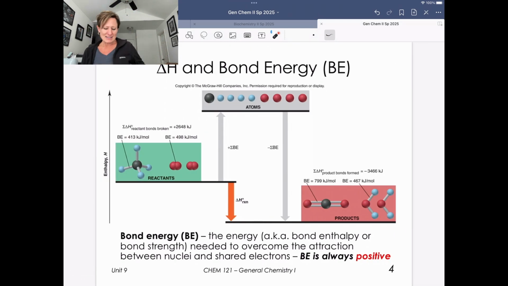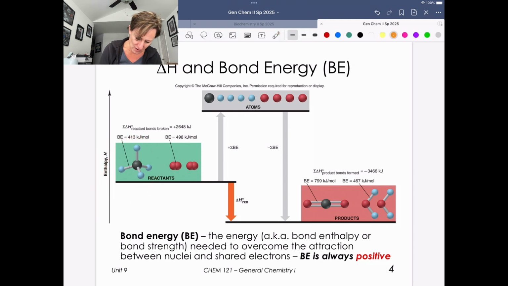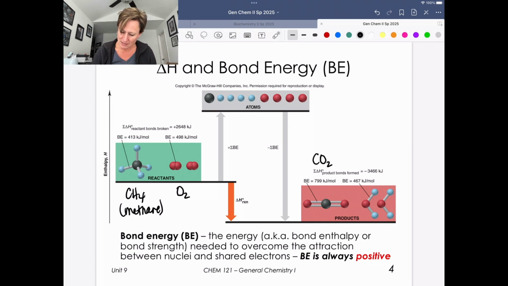Now, I want to highlight, this is a reaction that should be familiar for you. This is how you're going to heat your furnace in the winter. This is methane, so let's write down what these species are. This is CH4, so this is methane. We're going to react methane with oxygen gas, and we're going to generate carbon dioxide and water.